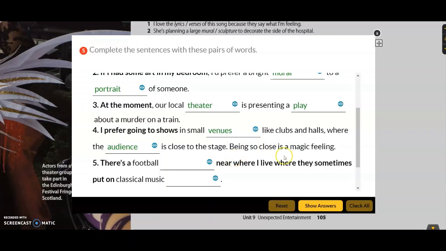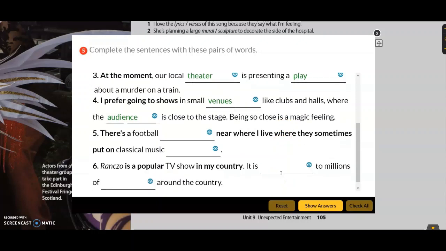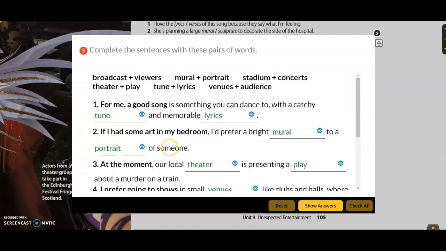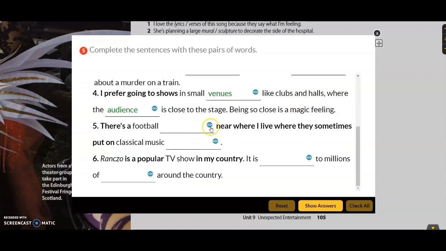"There is a stadium near where I live where they sometimes put on classical music concerts." Yes, stadium and concerts. Number 6, "Rancho is a popular TV show in my country. It is broadcast to millions of viewers around the country." So these would be the correct answers, guys.